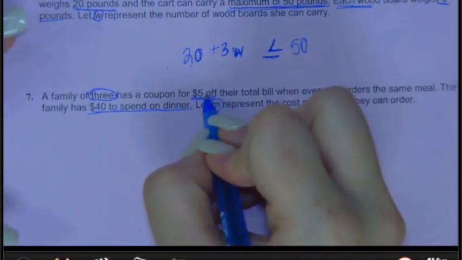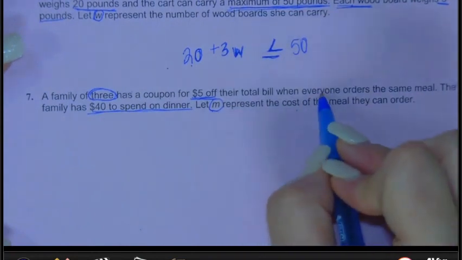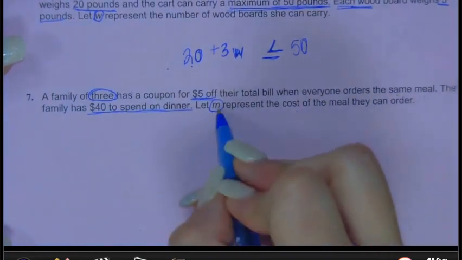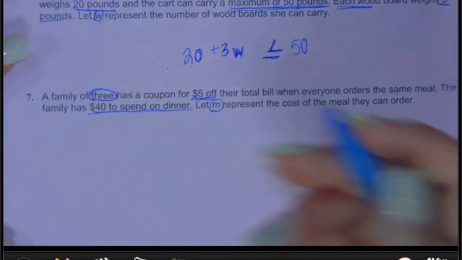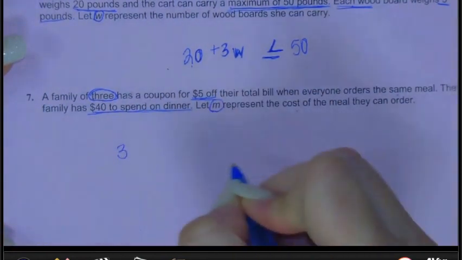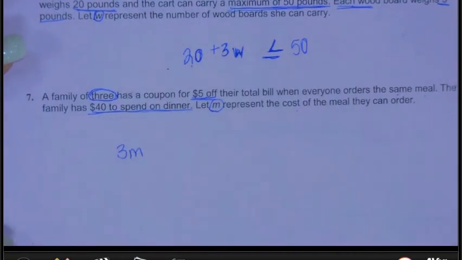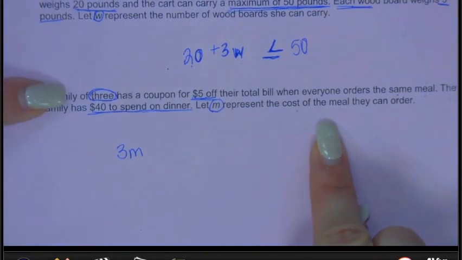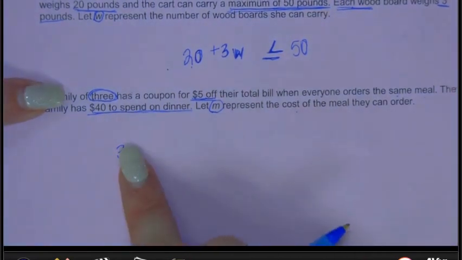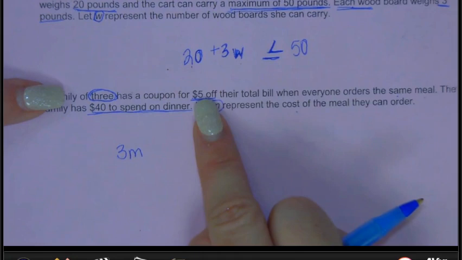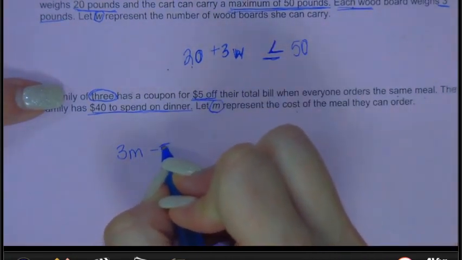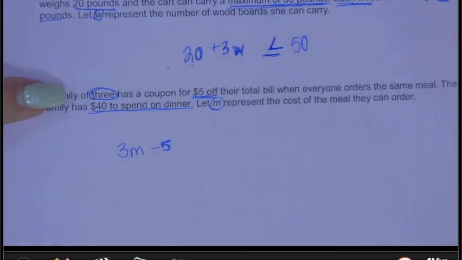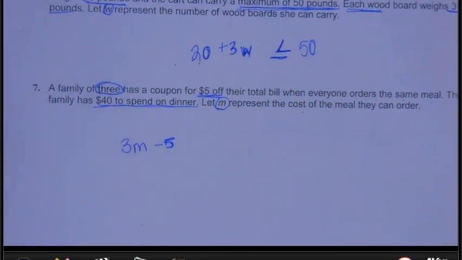And I have $5 off. Everyone orders the exact same meal, so if one person orders a $5 meal, everyone's going to order a $5 meal. So there are 3 people ordering the exact same thing. M is my meal and there are 3 people. I'm told that if everyone orders the same thing, I get $5 off, so I'm going to subtract 5 from the price of those 3 individual meals.